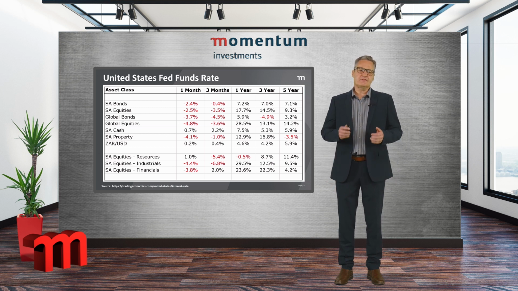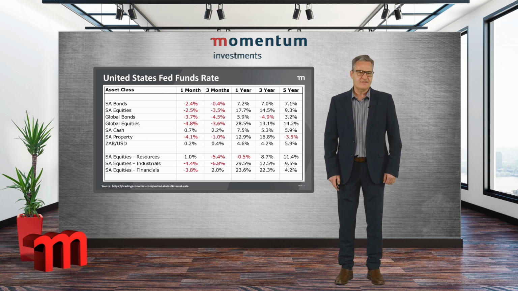September was also a difficult month for the listed property sector, as it was down 4.1% for the month, 1% for the quarter, with tough debt capital markets weighing on corporate earnings. Cash returned 2.2% for the quarter. It is worth noting that all returns are still positive over the last 12 months. The rand weakened by 0.4% against the dollar over the quarter. After a short bout of strengthening during July, it's down 4.6% over the last year as at the end of September.